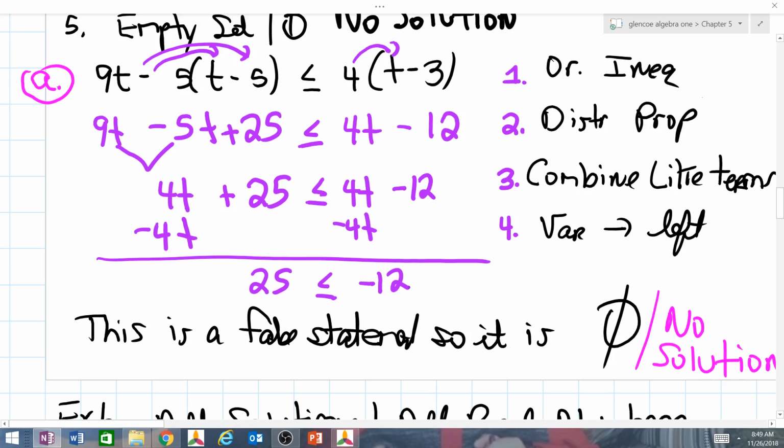Now, when you get to a bottom line and the variable is no longer there, and you're left with an inequality with numbers on each side, look at the inequality and use common sense. Is 25 equal to negative 12? Yes or no? Is 25 less than negative 12? This is a false statement. When we did multi-step equations way back in chapter 3, when you got a false statement, your answer was always empty set or no solution.